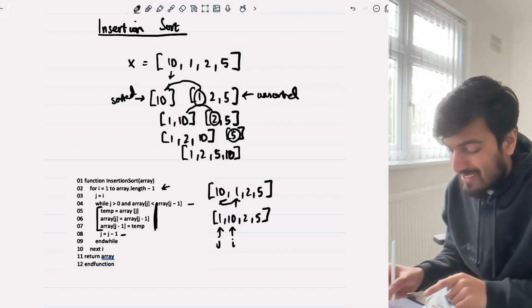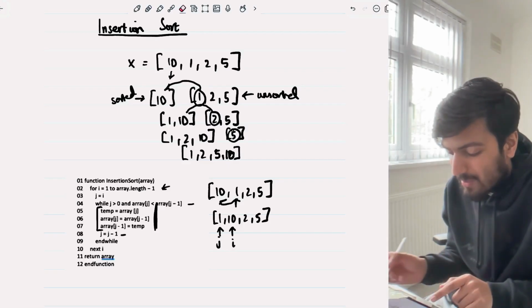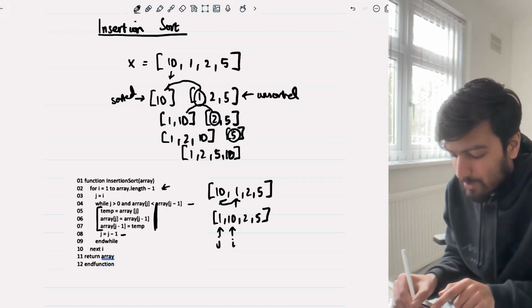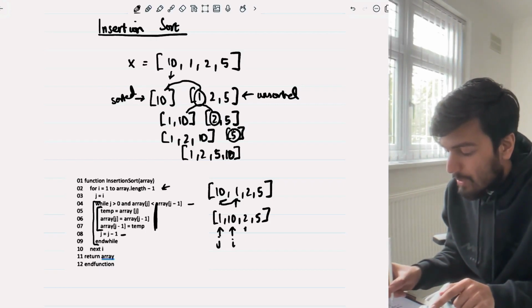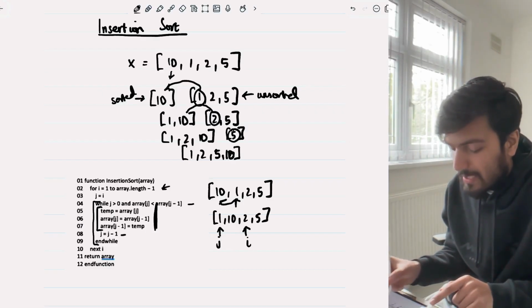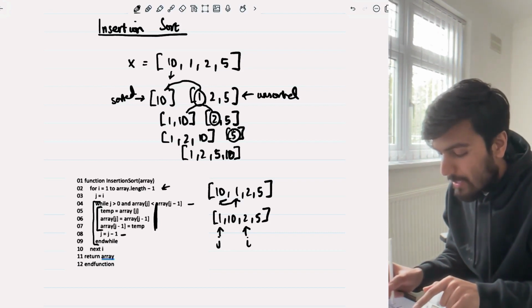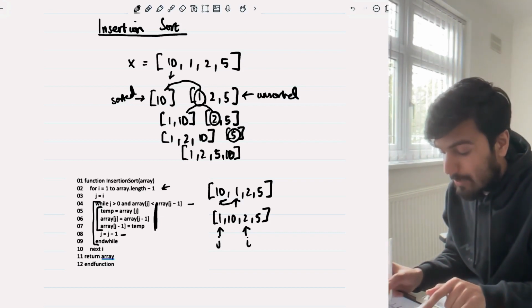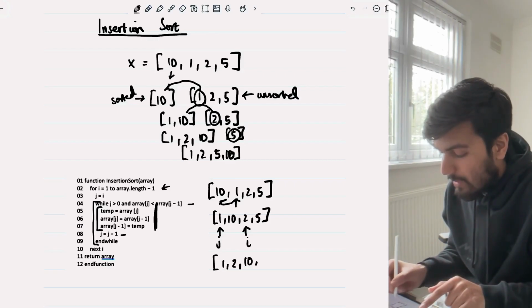It's going to be 0, and 0 is not greater than 0. So therefore, we get out of this and we go back to i. Then i is going to increase by 1 and go to 2. Then we're going to do the same thing. While j is greater than 0, which it is, and the one previous to it is less than it, which it is, we're going to swap these two around and we're going to get 1 and 2, and then 10 and 5.